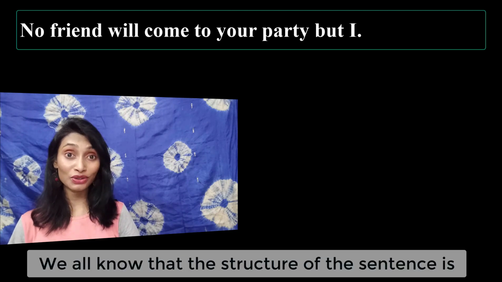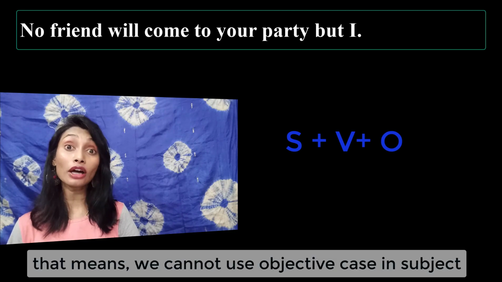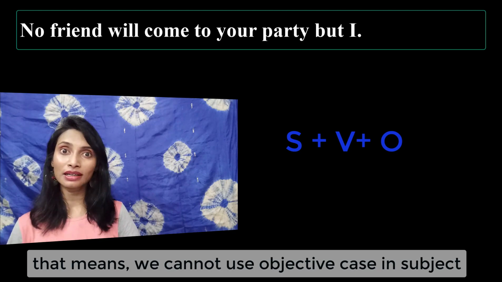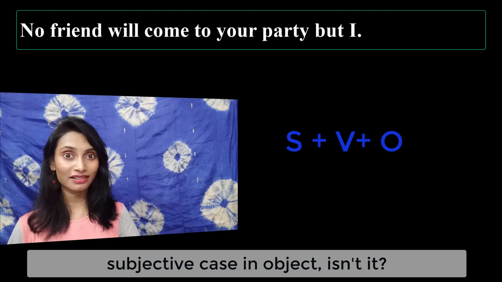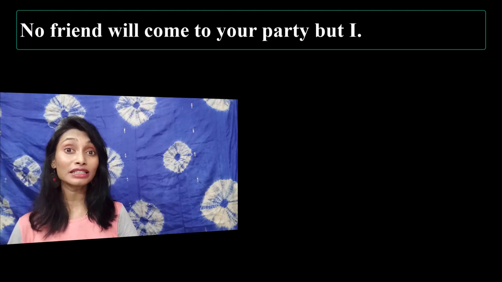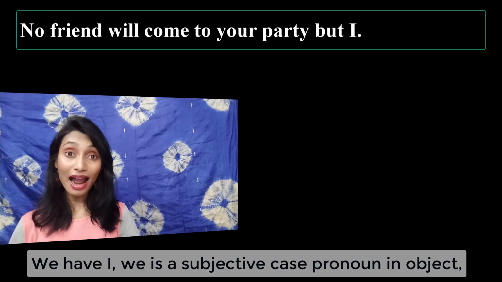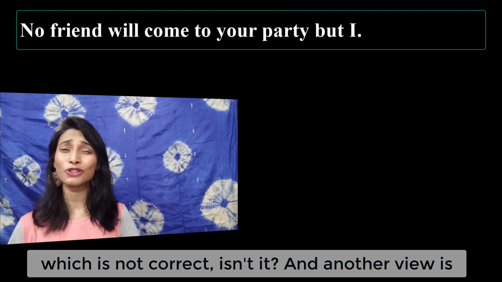We all know that the structure of the sentence is subject, verb, object. That means we cannot use object case in subject, or subject case in object, isn't it? But if you look at the sentence, no friend will come to your party but I. We have I, which is a subject case pronoun, in object, which is not correct, isn't it?